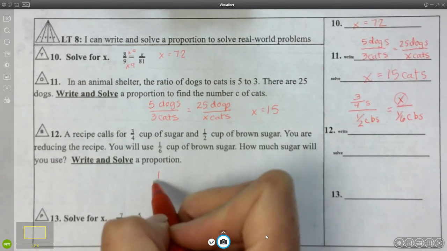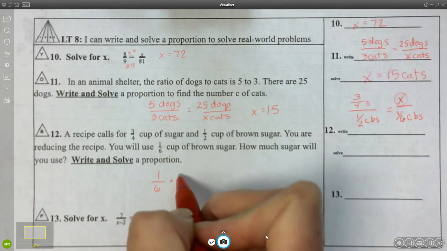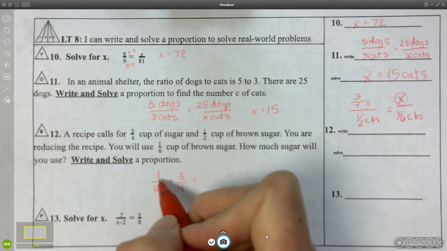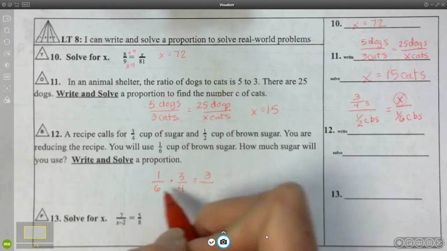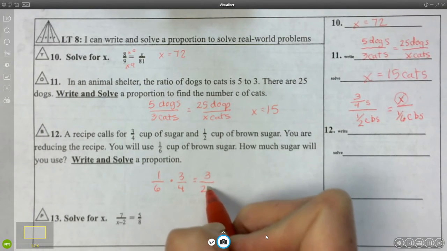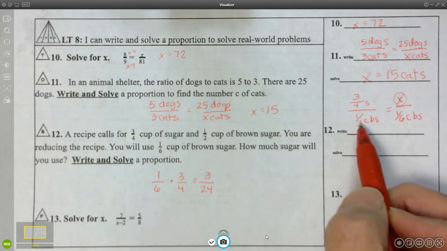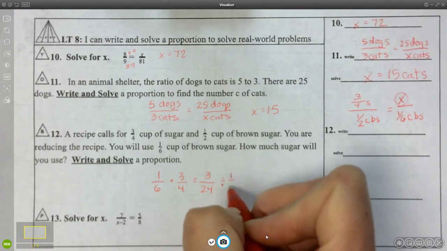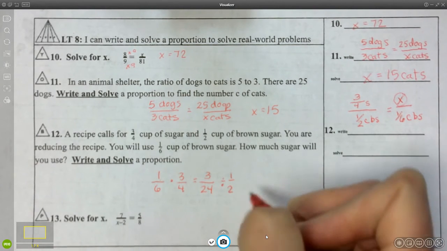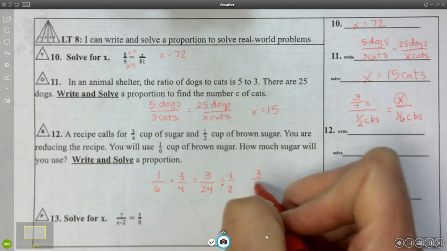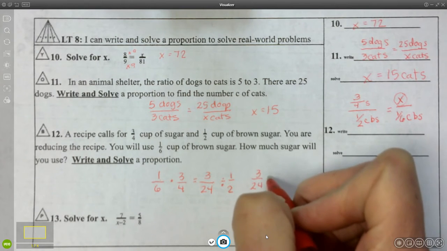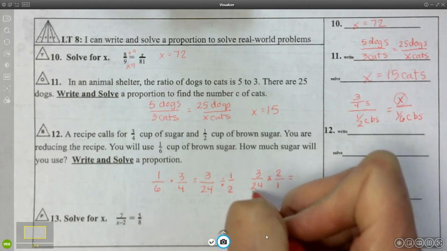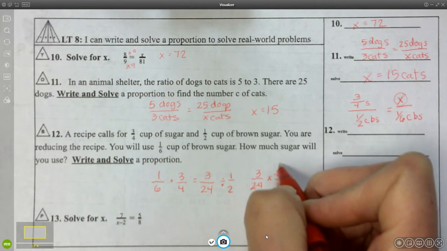It's going to be 1/6 times 3/4. And let's do that process first. So 1 times 3 is 3. 6 times 4 is 24. And we have to divide by half. So we're going to divide by half. But what happens when we divide fractions by a half? We really flip and multiply. So 3/24 times 2/1. So I can cross reduce these, 1 and 12.